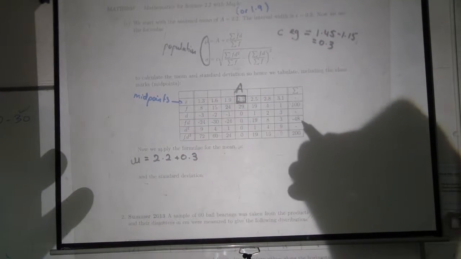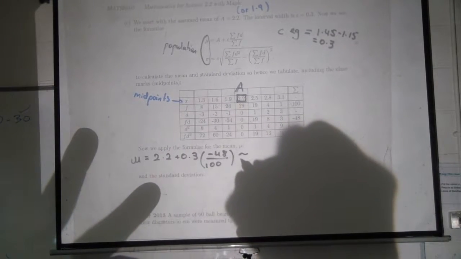So mu equal to 2.2 plus 0.3 add up F by D, that's minus 48, over add up F, which is 100, and we'll go to the calculator at that. I'm getting 2.056, that's an equals.